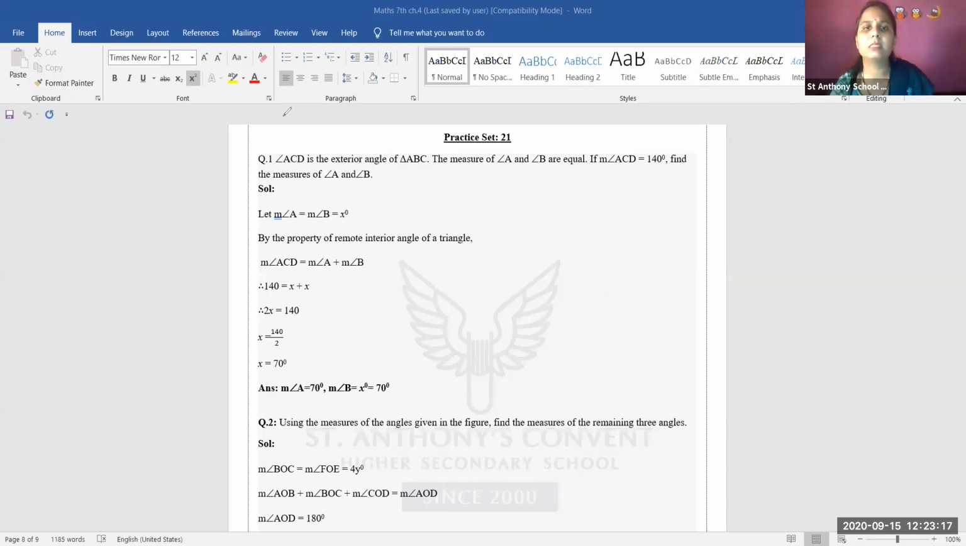Okay. Now here practice set 21. Angle ACD is the exterior angle of triangle ABC. See, for example, this is triangle ABC. Please pay attention, everyone. For example, if this is triangle A, B, and C, if this is triangle ABC, and angle ACD is an exterior angle of triangle ABC. See, for example, this is D and this is angle ACD. As they are saying, angle ACD is an exterior angle.